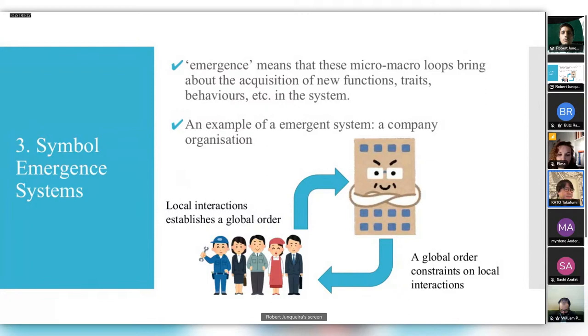Even after a company has become a large enterprise, its internal systems and corporate culture are gradually rewritten in response to technological innovations, changes in the economic situation, and other factors. The global order may appear to be an absolute, unchanging constraint on the components of the system, but in fact, it is created in a bottom-up manner by local interactions, changes, and adaptations in the environment. In this sense, a company organization is an emergence system. In order to determine whether a system is a type of emergence system, it is important to identify its components, capture the dynamics of the individual components, and understand what kind of micro-macro loops exist among them.